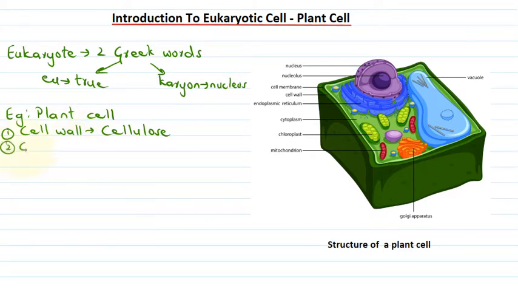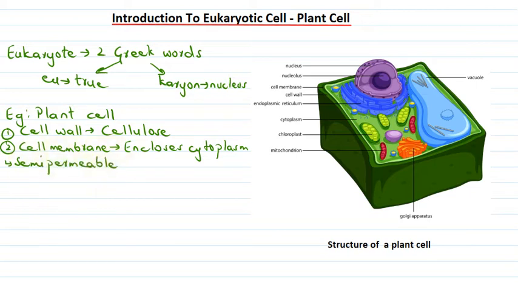Then there is cell membrane. Cell membrane is also known as plasma membrane. So here the cell wall forms the outermost covering, and then there is cell membrane that encloses the cytoplasm. Okay, and it is again semi-permeable, that is, it allows only certain molecules and ions to pass inside and outside the cell.